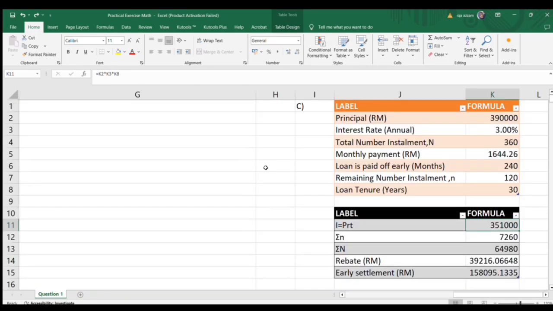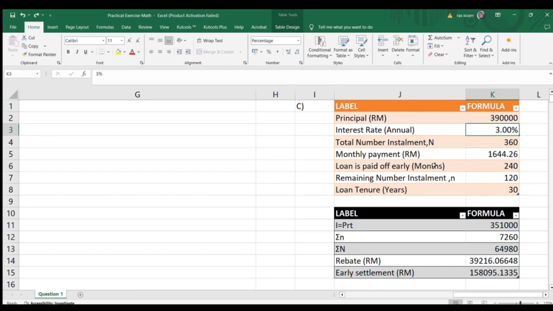Now we move on to question 1C. In question 1C, I will show the calculation of rebate and early settlement amount if the loan is settled after 20 years. Let's look at this table. First is principal, which is 390,000 ringgit. Next is interest rate, 3.00%. Total number of installments is 360 months. Monthly payment is 1,644 ringgit 26 cents.